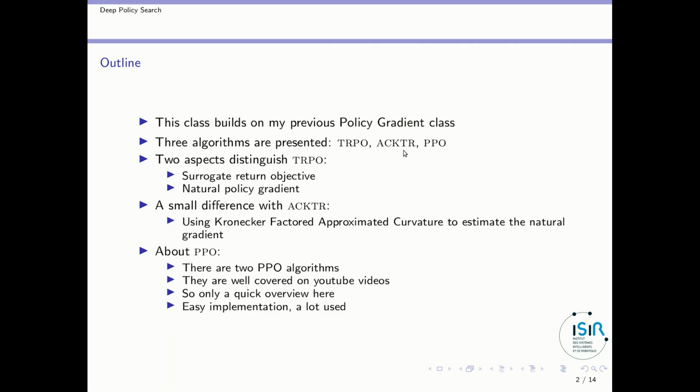I will insist on the fact that two aspects distinguish TRPO from the rest. First, it uses a surrogate return objective, and it uses the natural policy gradient technique. Actually, TRPO is not much used, and I will explain you why. Then I will present to you very quickly in one slide the Actor algorithm, which only makes a small difference with respect to TRPO. And then I will say a few words about the PPO algorithm.